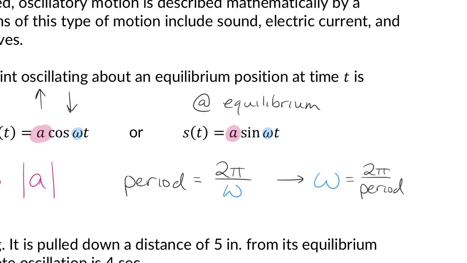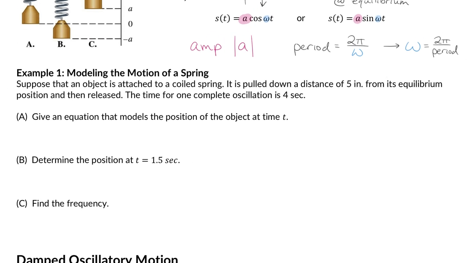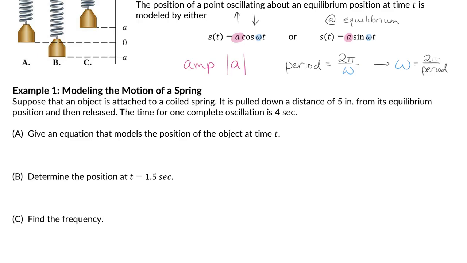Let's see what an example might look like. We're going to go back to that idea of a coiled spring. Suppose that an object is attached to a coiled spring. It is pulled down a distance of 5 inches from its equilibrium and then released. The time for one complete oscillation is 4 seconds.